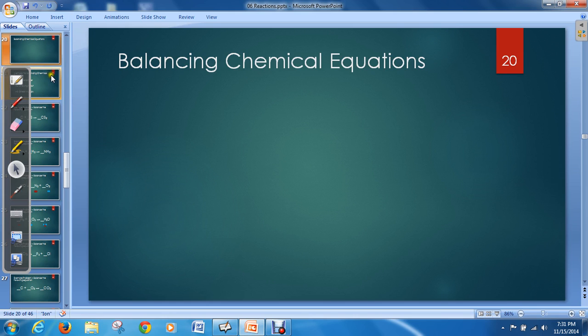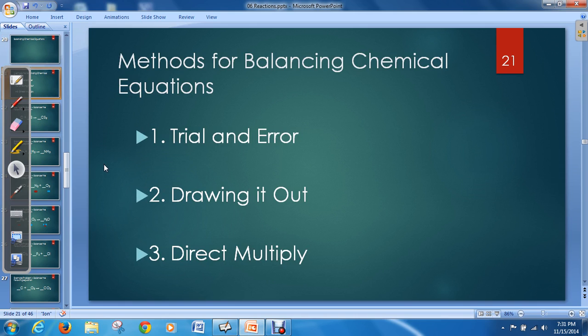Okay, so there's three main methods that I'm aware of for balancing chemical equations. I'm sure there's even more than the ones listed here, but I like to think of these three. So the first kind is just trial and error. You plug in numbers until it works out, using logic and reasoning to get a correct solution. There's also drawing it out, visualizing how many atoms you have on each side, to balance an equation. And there's also the direct multiply method, which is more of a mathematical method. So some students really like this because it's just a set of steps.